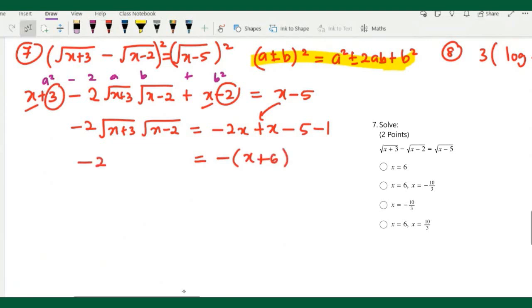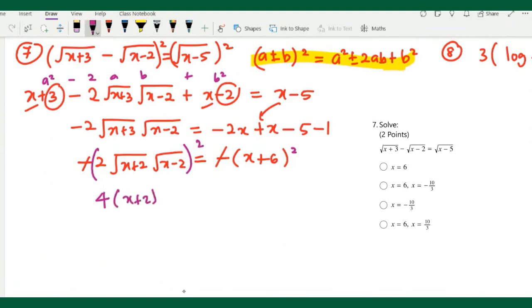Okay, now you could cancel off the negative and negative. To remove the surd again, we need to square again, both the left hand side and the right hand side. So 2 squared, 4. This is where some of you will make a mistake. They forgot to square the 2. Then x plus 2, x minus 2. As for this one, x plus 6 squared.